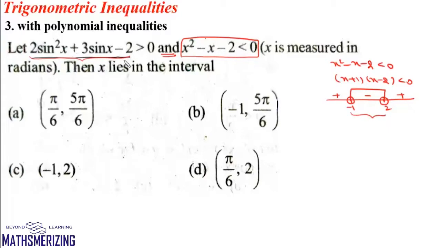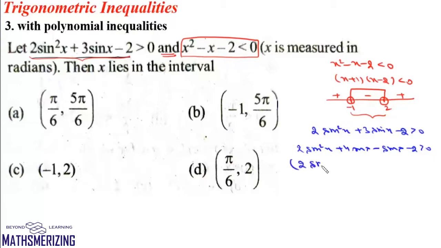Now we'll solve this second part, which is 2 sin²x + 3 sin x − 2 > 0. So we can write this as 2 sin²x + 4 sin x − sin x − 2 > 0. So we can factorize it as (2 sin x − 1)(sin x + 2) > 0.